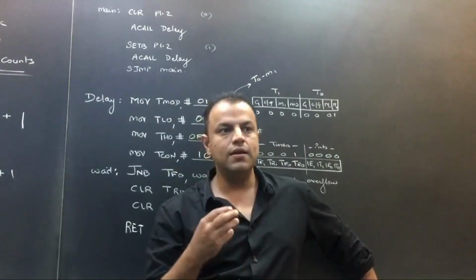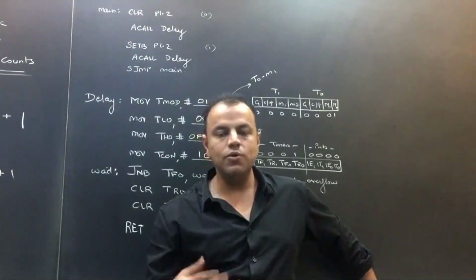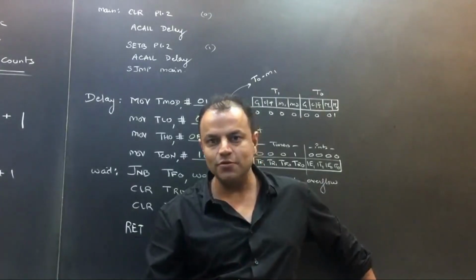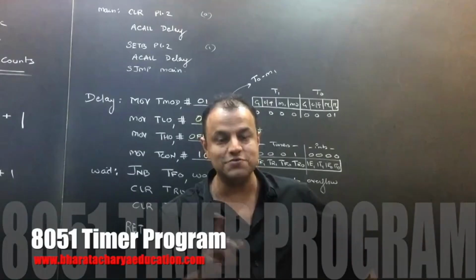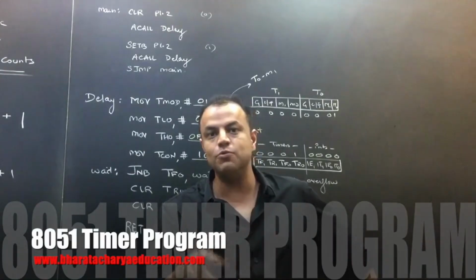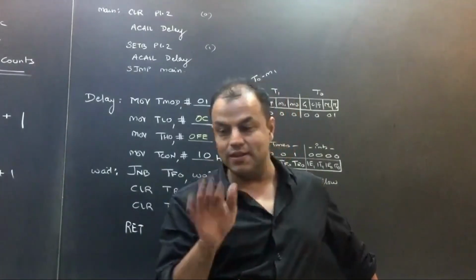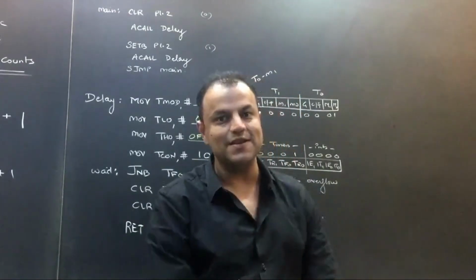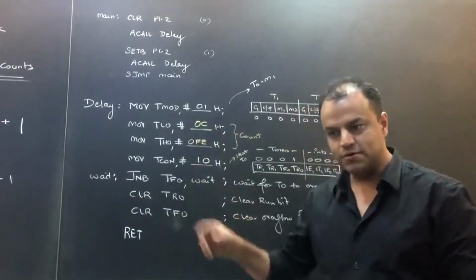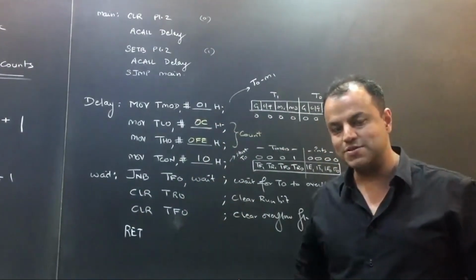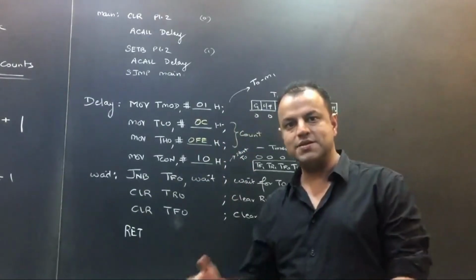Do you understand? Now in setup also there are two things to do. Give the mode and give the count. What do you want to do first? The logical thing to do first is give the mode, because in every mode the size of the count changes. Mode 0 is 13-bit, mode 1 is 16-bit, mode 2 and mode 3 are 8-bit. So why should you give the count and then tell the size of the count? What sense does that make? So the logical approach is first choose the mode, so that determines the size of the count, then give the count and then start the timer.